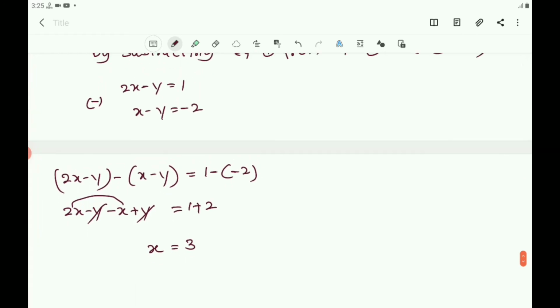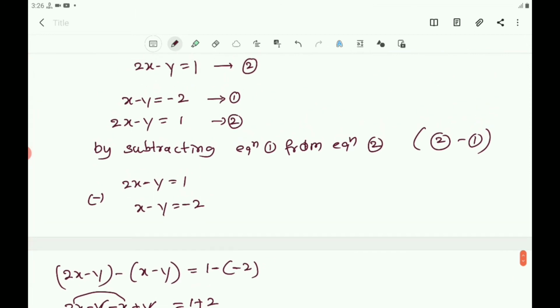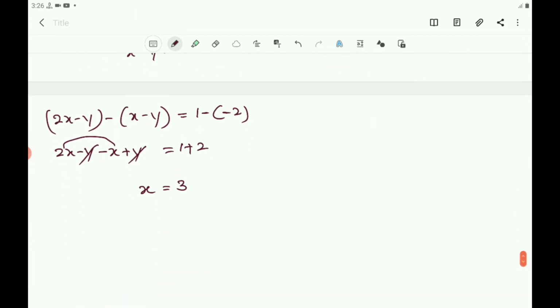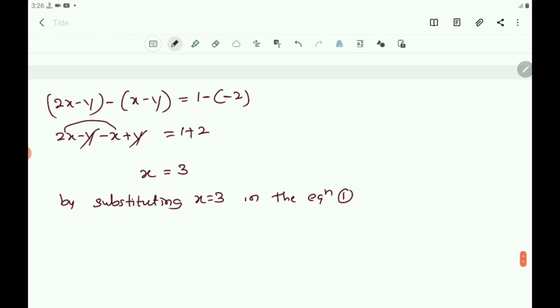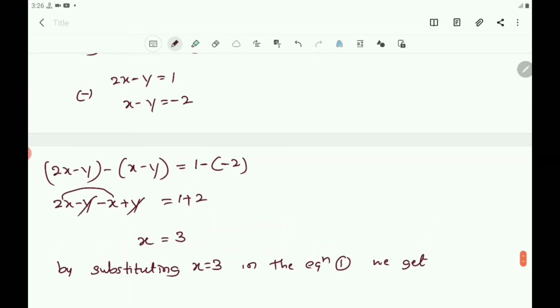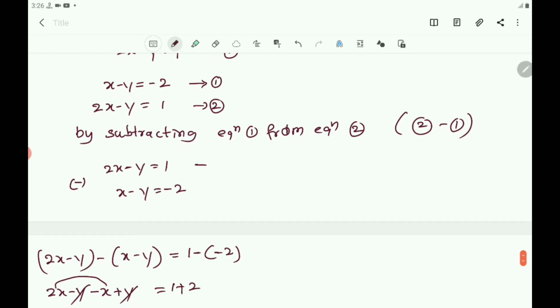Then you substitute x equals 3 in the first equation, that is x minus y is equal to minus 2, right. By substituting x equals 3 in the first equation, we get, what do we get? What is the first equation here? This is the second equation, this is the first equation what you have taken.